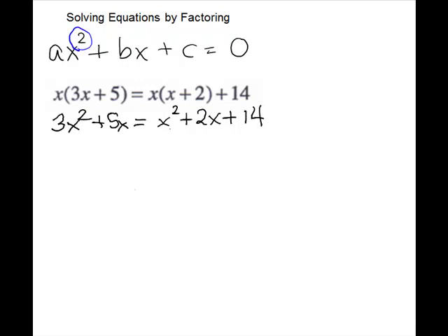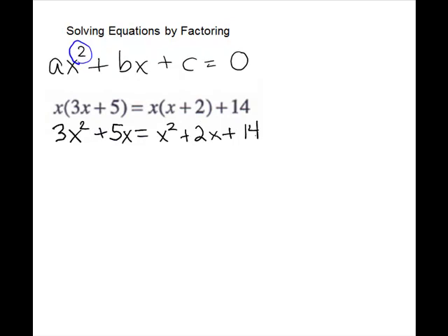Right, you have x squared on both sides. You need to get a 0 on one side, so you need to get rid of all these terms off the right-hand side so that you'll keep a positive square term. So we'll subtract 1x squared. 3 minus 1 will give us 2x squared. We'll subtract the 2x. 5x minus 2x will give us 3x. And we'll subtract a 14 to give us 0.